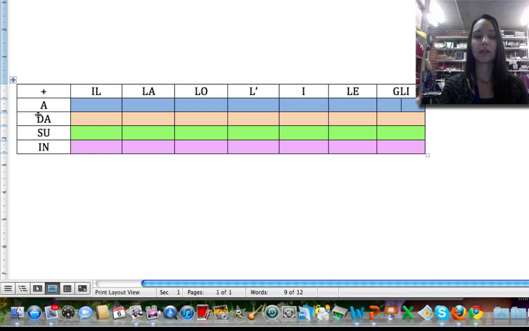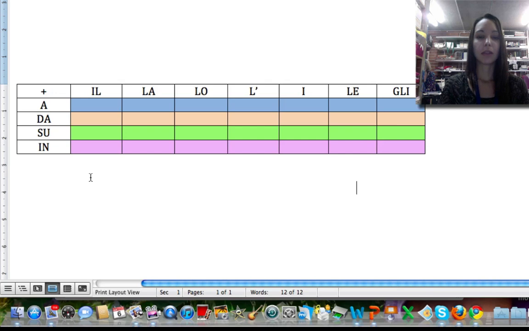So it combines these four with the articles il, la, lo, l', i, le, and li. Remember, this whole row translates to "the" in English. In Italian, we have all these different ways of saying "the," depending on the gender and number of the noun. And if you can't remember that, then you need to go back and see the unit on stationery items.